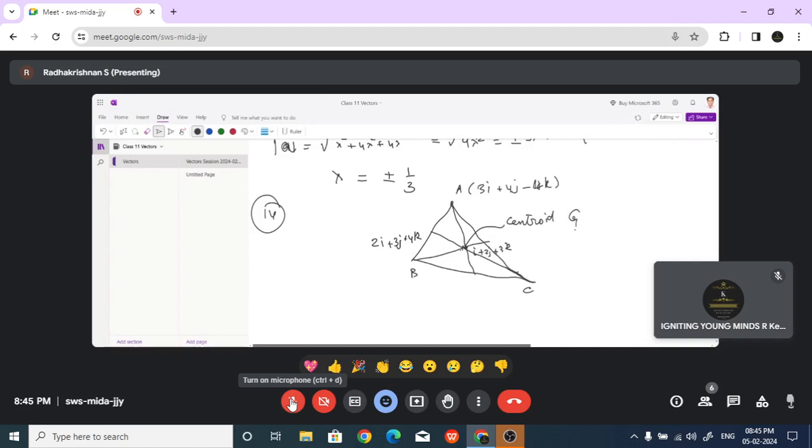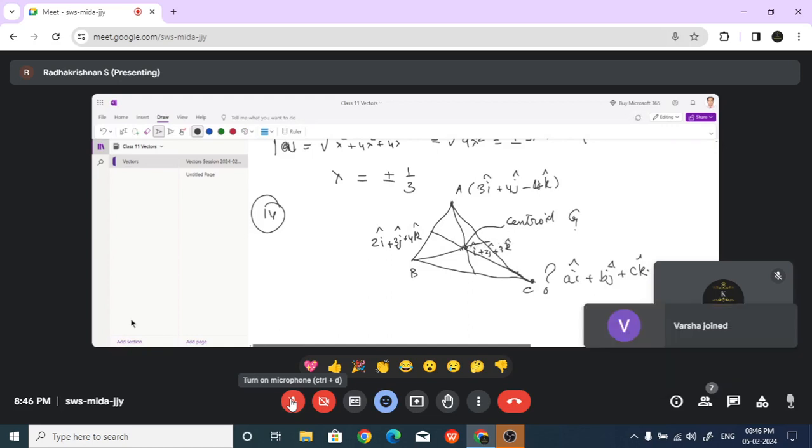So then the question is, what is this? So for this, all you need to know is the centroid formula. Okay. So who knows the formula for centroid? Let us say the position vector of C is ai plus bj plus ck. Given the three vertices of a triangle, what is the formula for centroid?